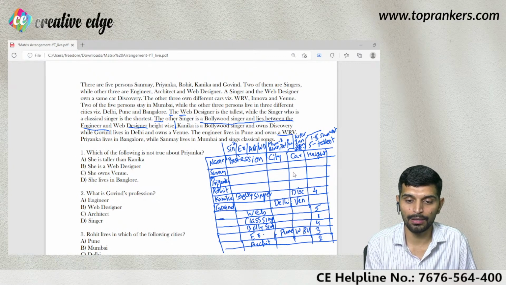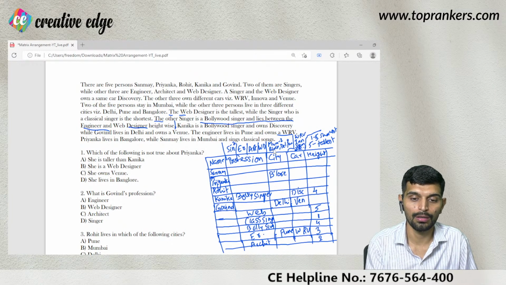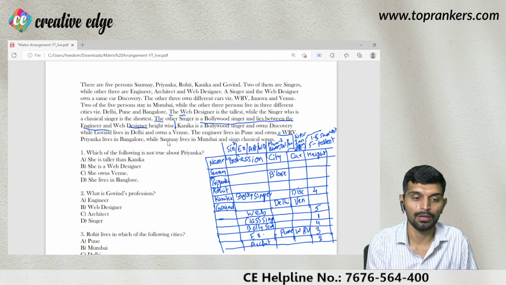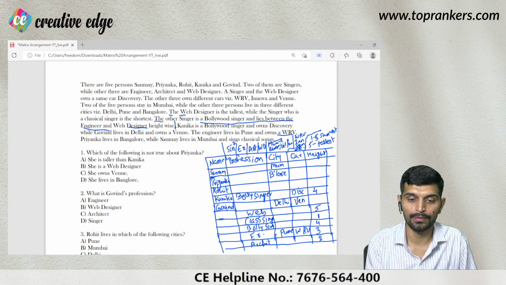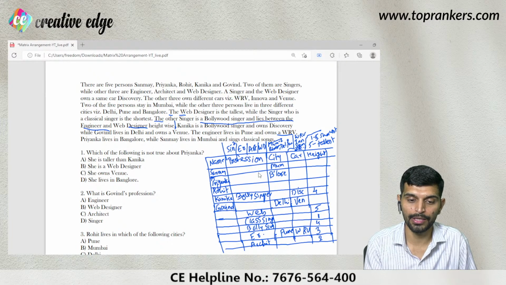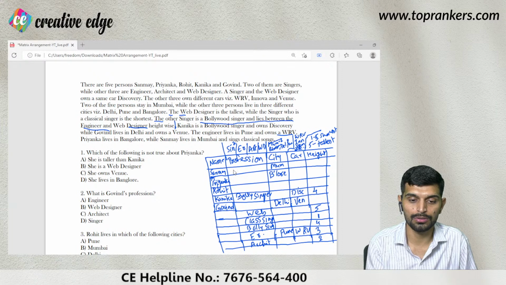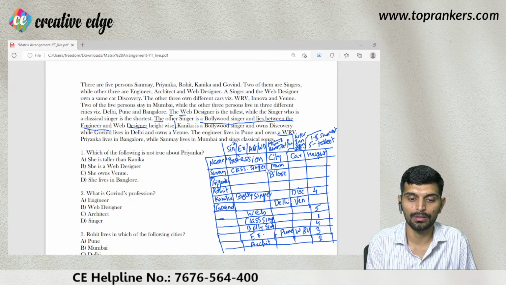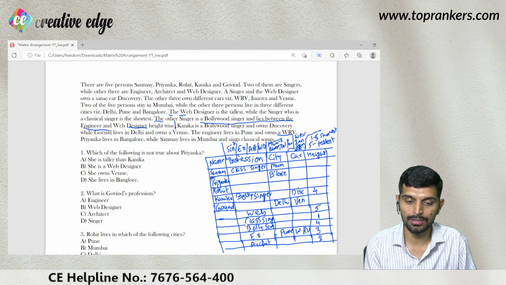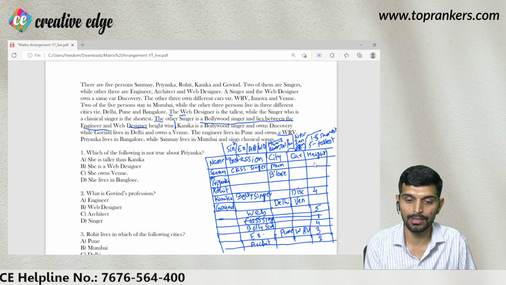Priyanka lives in Bangalore, while Sanmay lives in Mumbai. Sanmay lives in Mumbai, right? One of the two Mumbaikars is Sanmay and sings classical songs. So Sanmay is classical singer. So classical singer is shortest. This is what we know. So classical singer, shortest, right?